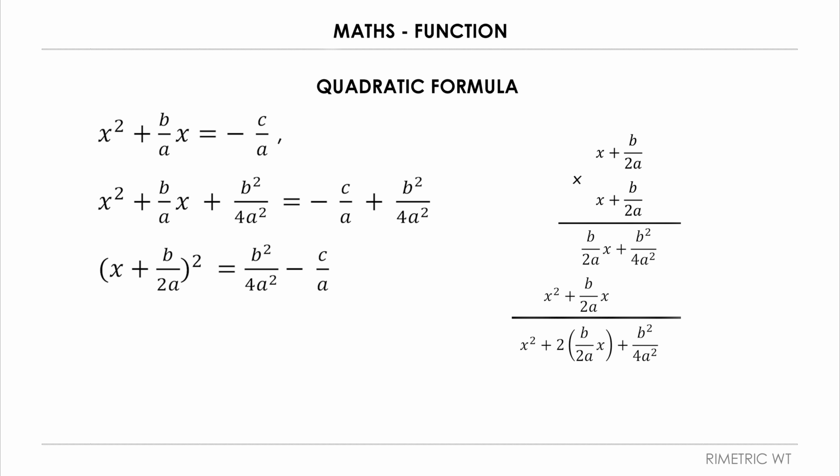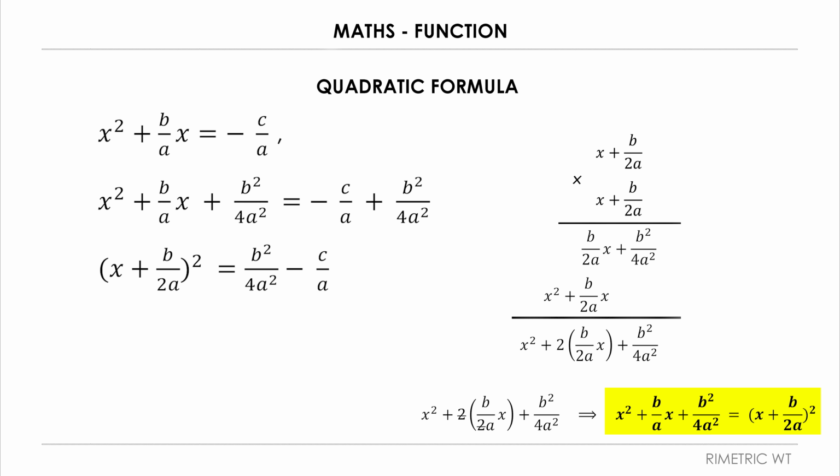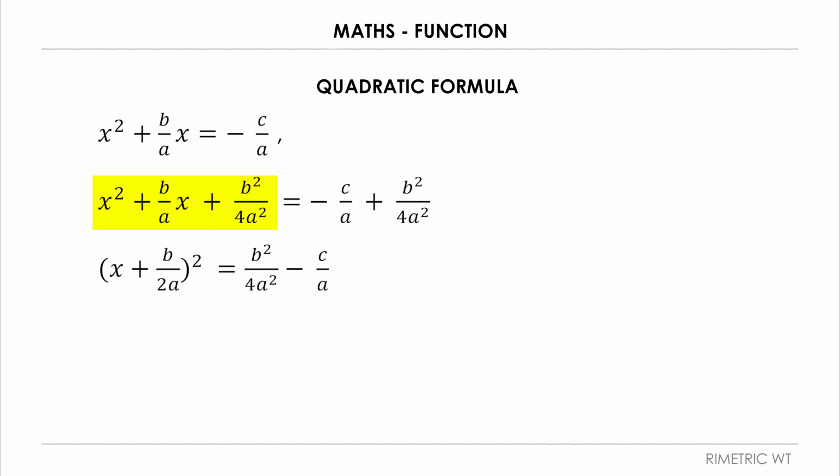When we do the addition, we get x squared. b over 2a x plus b over 2a x is 2b over 2a x, and 2 cancels out by 2. So we get x squared plus b over a x plus b squared over 4a squared. This is similar to our equation, so it is indeed a perfect square. So we express x squared plus b over a x plus b squared over 4a squared in the form of x plus b over 2a the whole squared, which is equal to b squared over 4a squared minus c over a.